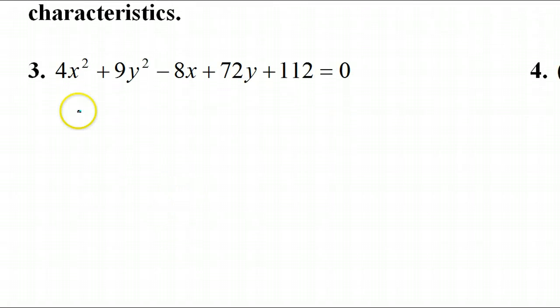Same deal. Which type of shape is this? This is going to be an ellipse. I know this because both terms are positive. It's x squared and y squared, but the coefficients are different. If these were both 4s or both 9s, that would be a circle. Since they're different, it's an ellipse.